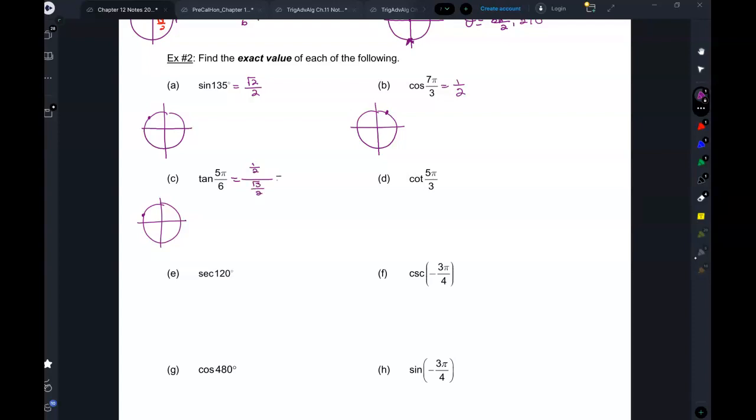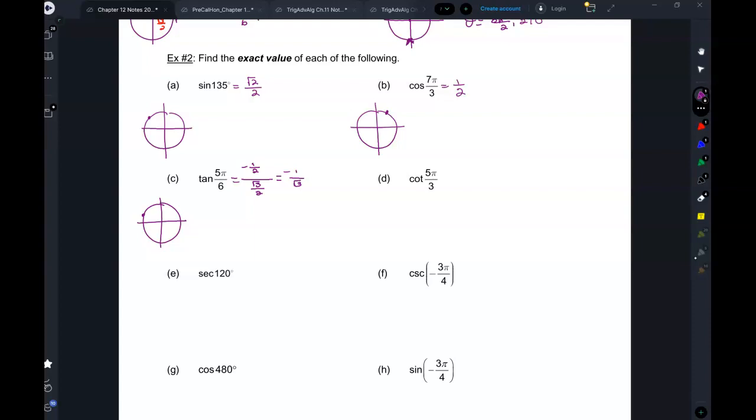How much is that? They're both negative, so they cancel. So it's going to be 1 over root 3. Oh, no. Sorry. Only one of them is negative. I'm sorry. Okay, so it's negative 1 over root 3.